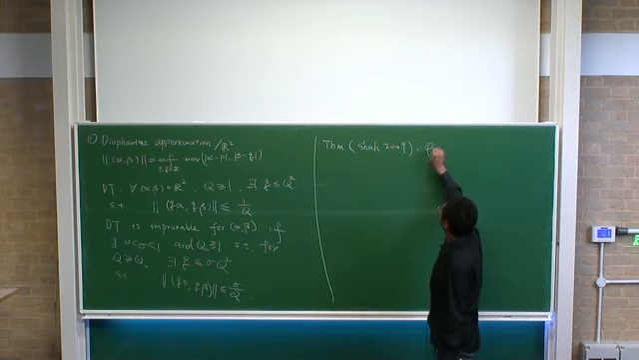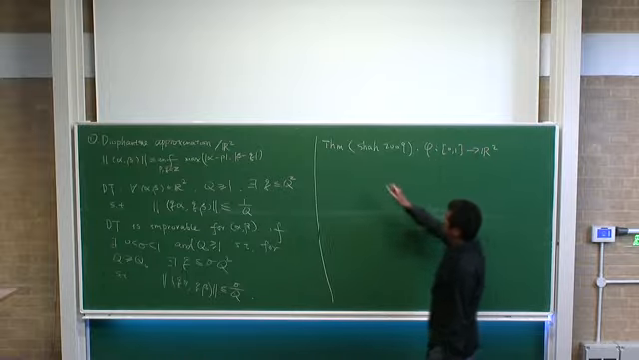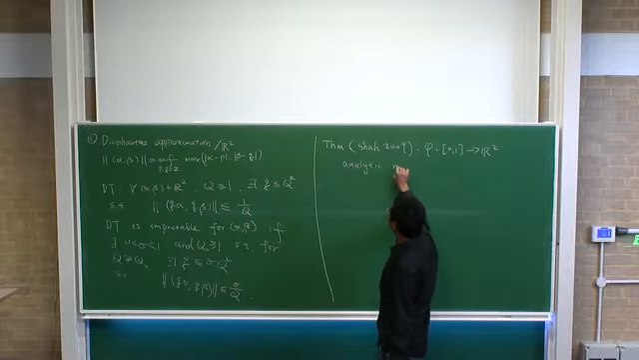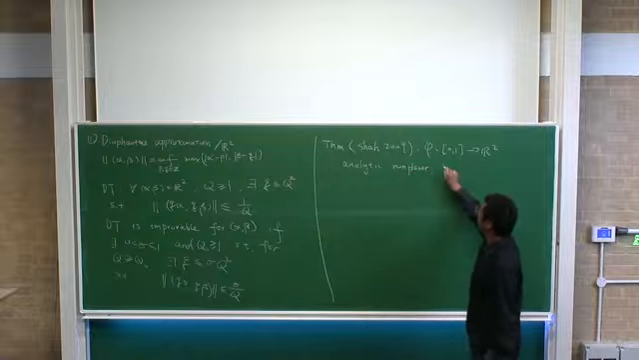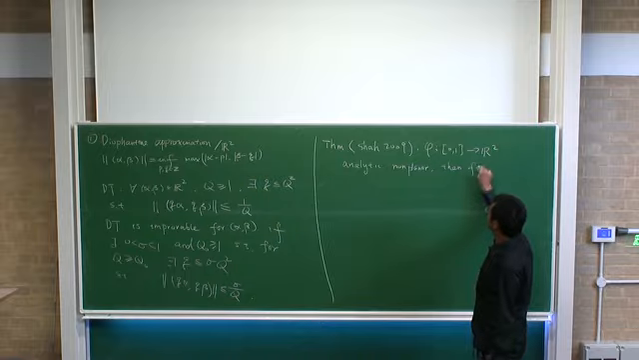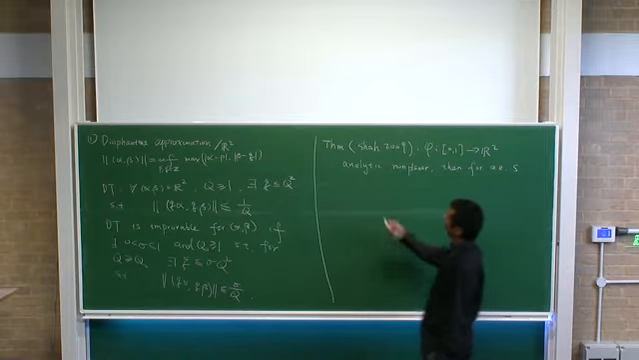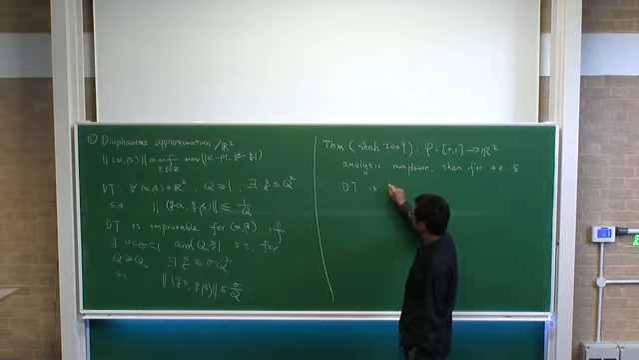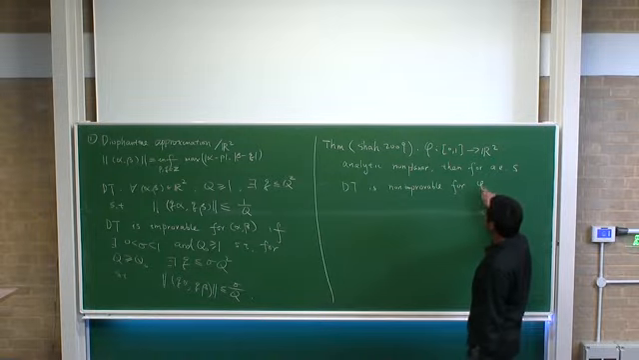So let's see the curve. I assume that it's analytic, non-planar. Then for almost every s with respect to the Lebesgue measure, Dirichlet's theorem is non-improvable.